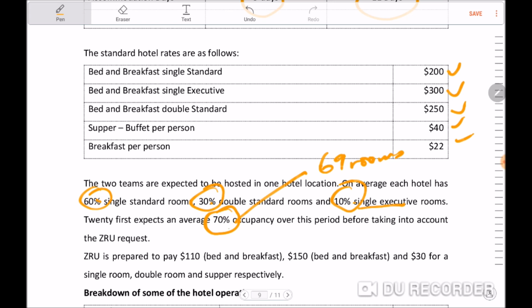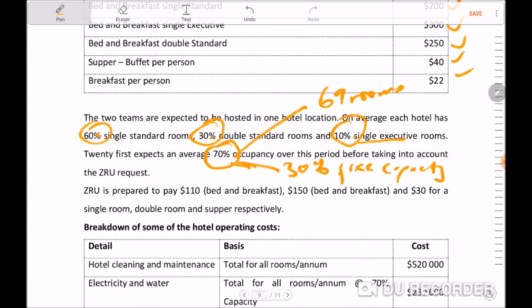And we are told current occupants 70%. So it means at any given point in time, we will expect that on average, 70% of our hotel rooms will be occupied by guests. So it means to service this contract, free capacity is 30%. Therefore, you expect them to calculate for this contract how many single standard rooms were required, how many double standard rooms were required, versus the free capacity.